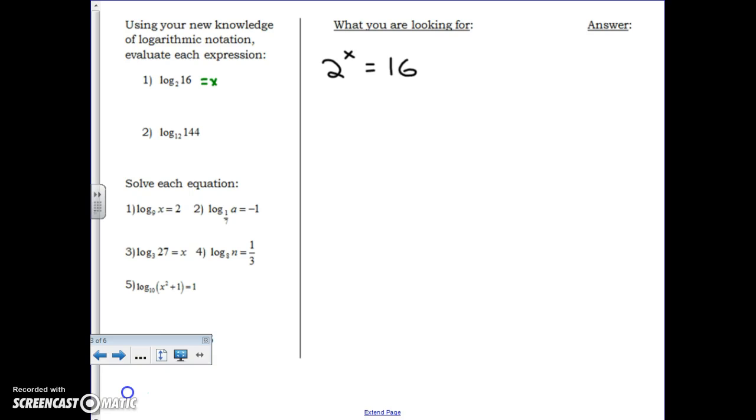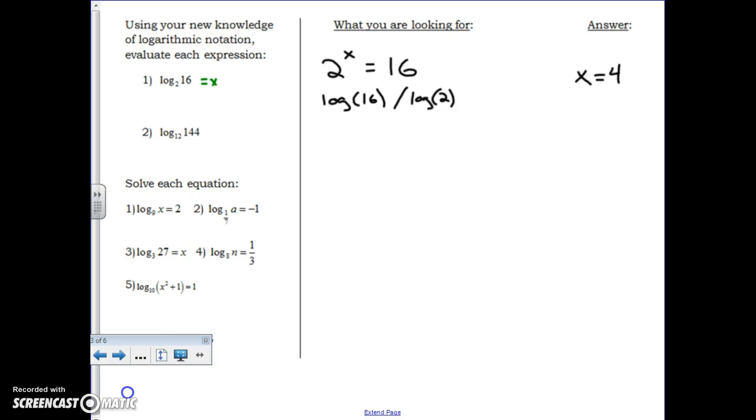In change of base form, here's how you can do it on your calculator. You have to be careful with parentheses, but this will be very helpful. We're going to do log 16, close the parentheses, divided by log 2, close the parentheses, then you hit enter. That's going to tell you what x equals. You're going to get x equals 4.